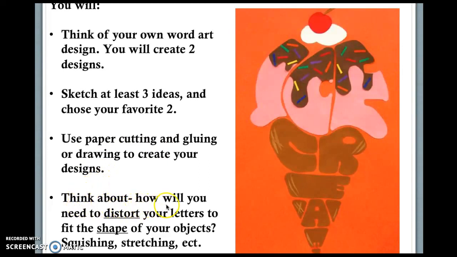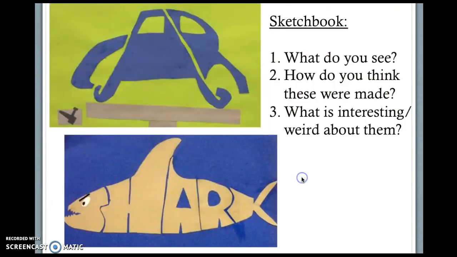You're really going to think about how you need to distort your letters to fit the shapes of your objects. So you'll kind of have to squish or stretch your letters to really fit these shapes. Notice how this C right here is really long on the side, and this E is super long. So you really have to stretch your shapes. We talked in our sketchbooks about these pictures right here, so we're just going to go through a few, and we're going to discuss what the words are and how they fit them into the objects.